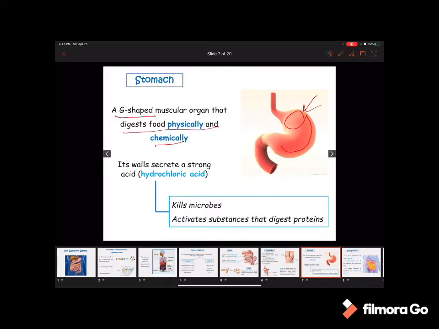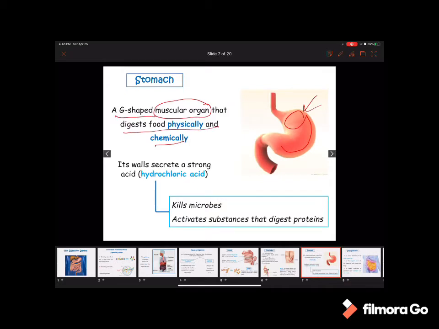Can you think how it does mechanical or physical digestion? Well, what did they say? They said it's a muscular organ. Muscular organ means it's made out of smooth muscles. And muscles contract and relax, contract and relax. And the contraction and the relaxation of the muscle is a physical activity. So when this muscle inside the stomach keeps contracting and relaxing, what does it do to the food? It's also digesting it, but physically it makes it into smaller pieces.